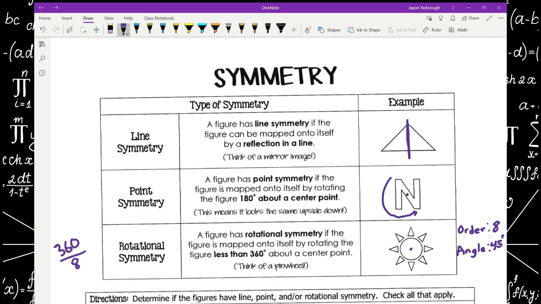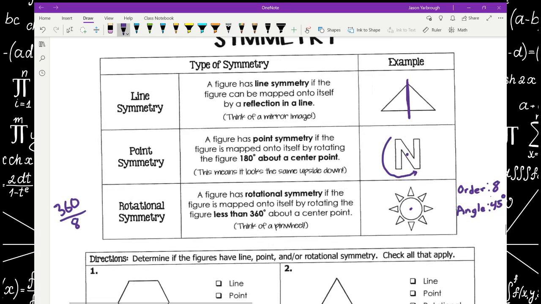Now, one thing to note on these: if you have a figure that has rotational symmetry, and that order is an even number, it will also have point symmetry. Because if you can do it an even number of times, that means halfway through that, it still is going to have symmetry. So if again the order is an even number, it has point symmetry as well.